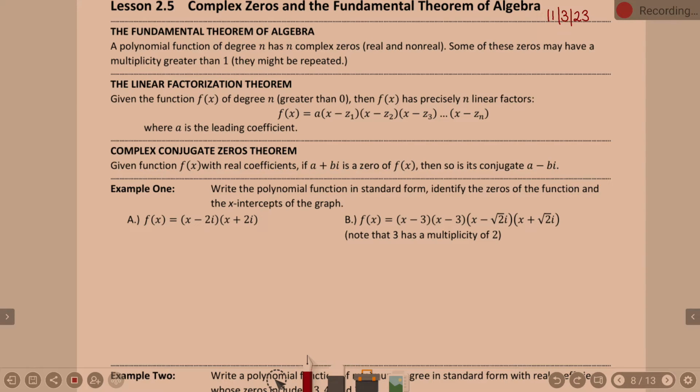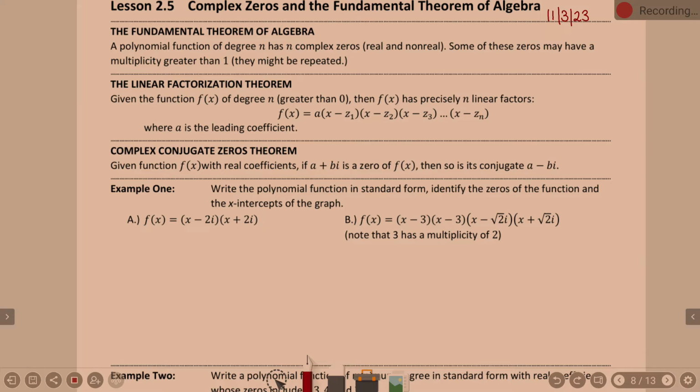As you scroll down here, you'll see some i's in our problems. So first of all, the fundamental theorem of algebra: a polynomial function of degree n has n complex zeros. So that's just saying if the degree of the equation is like x to the fifth, then there's going to be 5 zeros. Not necessarily all real, some combination of non-real and real. Some of these zeros may have a multiplicity greater than 1, so it might not be 5 unique zeros. There might be multiplicities that cause them to repeat. So that's the fundamental theorem of algebra. Kind of what you already know, really. We've already talked about that, just not by name.